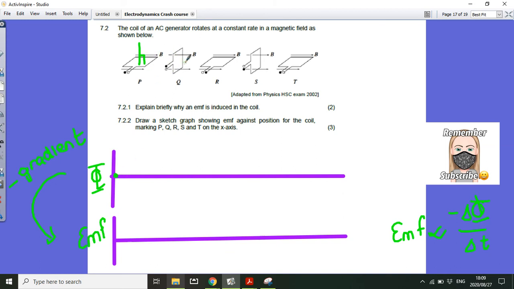When it's in this position, it's a maximum. Now, they didn't tell you whether it's positive or negative, but you go to the maximum there. So we're starting here at P, that would be Q. Then we're going to R when it's 0 again. I'm going a little bit faster because we've done this so many times now. S is a maximum again. So now it's on the other side, so it's negative maximum. And then at T, we're back at 0.